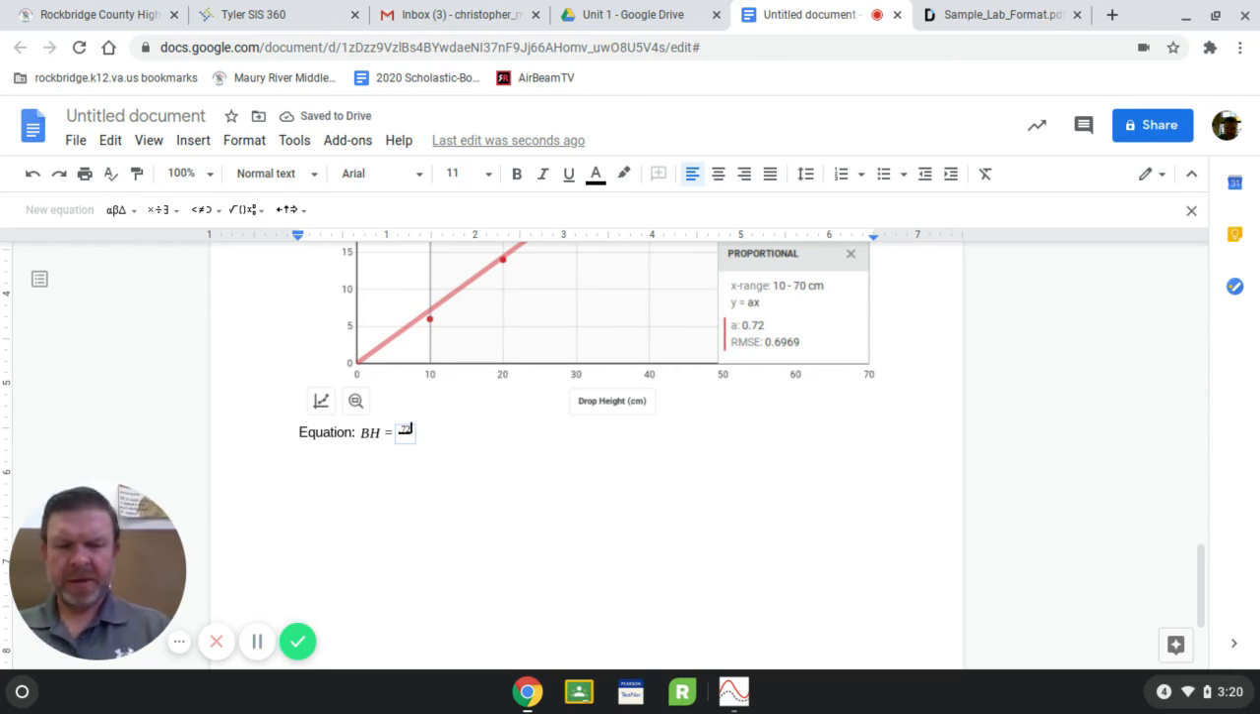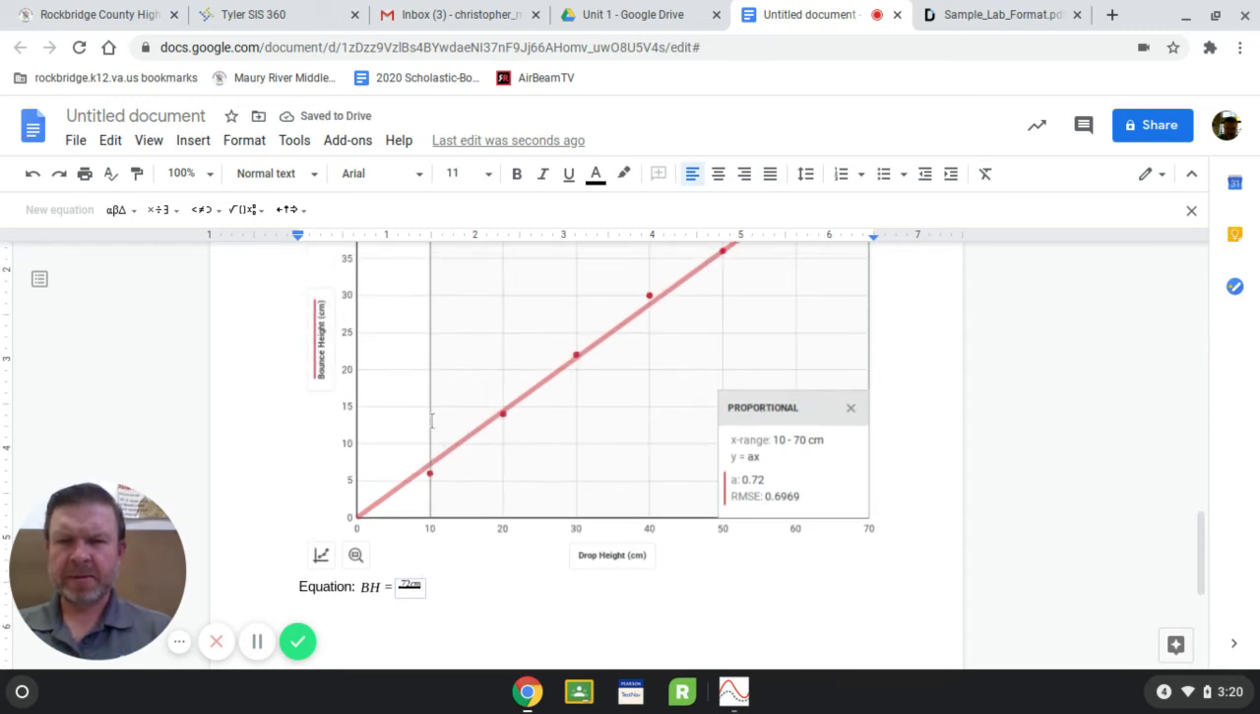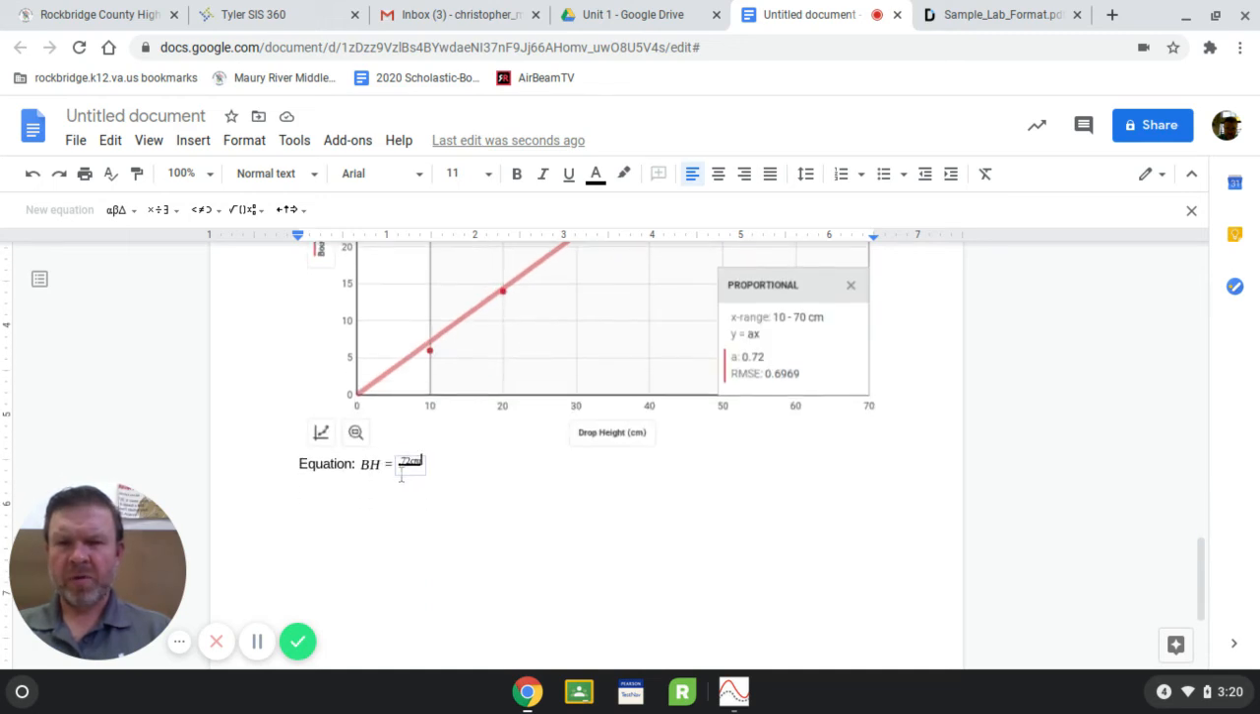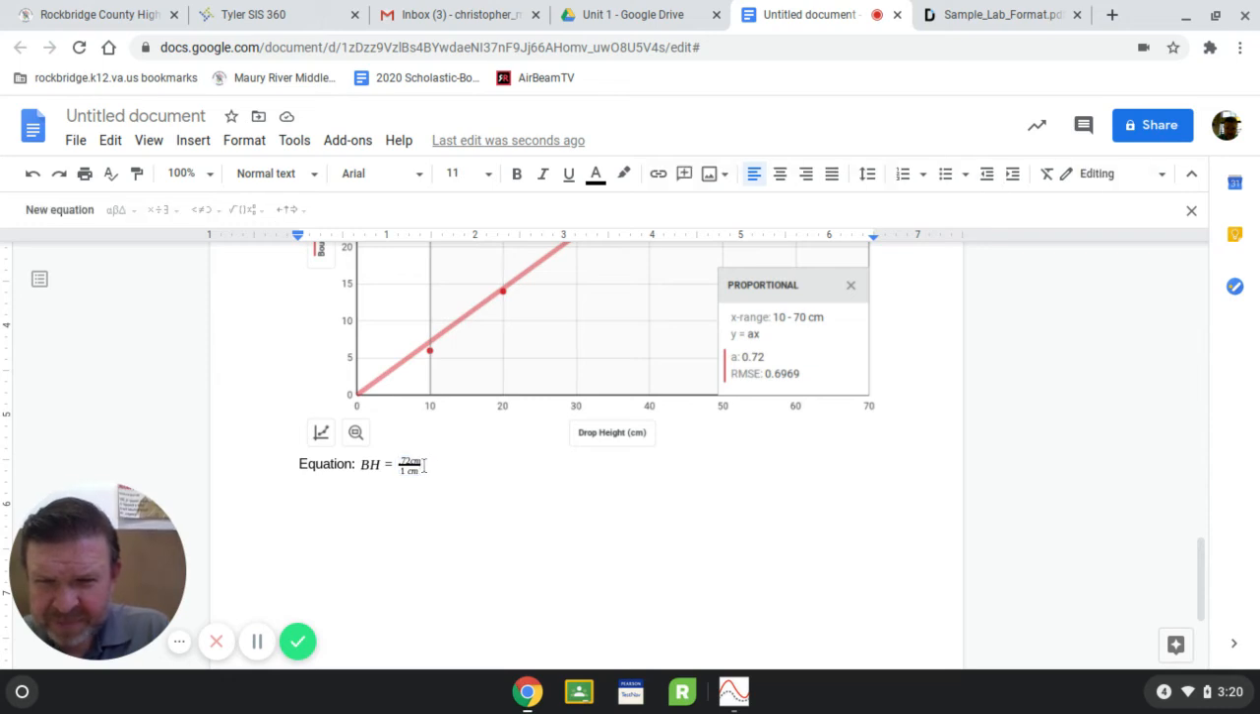So 0.72, what do we have? Centimeters. How do I know it's centimeters? Because this is rise over run. The units of rise, right here, boom, centimeters. That's units of rise over units of run. And I don't want to change the number, so I'm just going to put a 1 under it. Okay. I do the same thing every time I do a slope, just like that. And that's times the drop height.